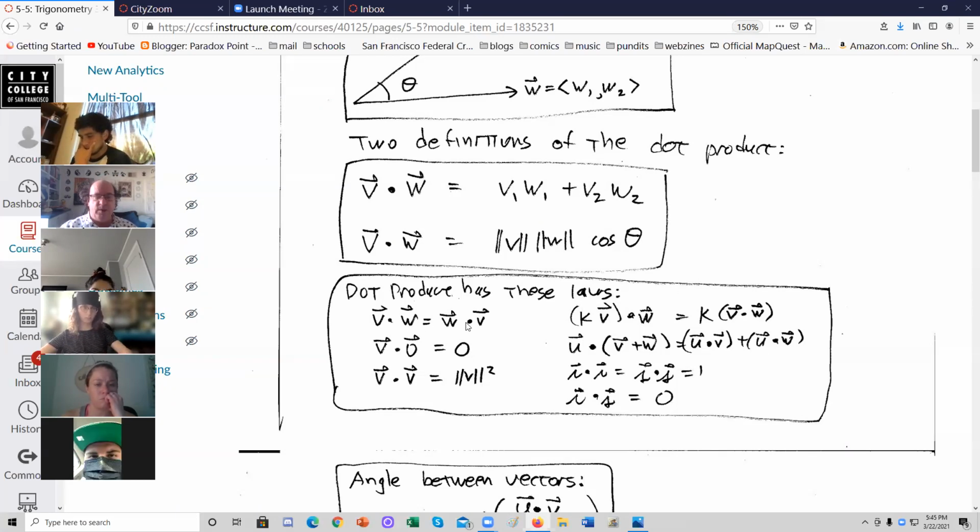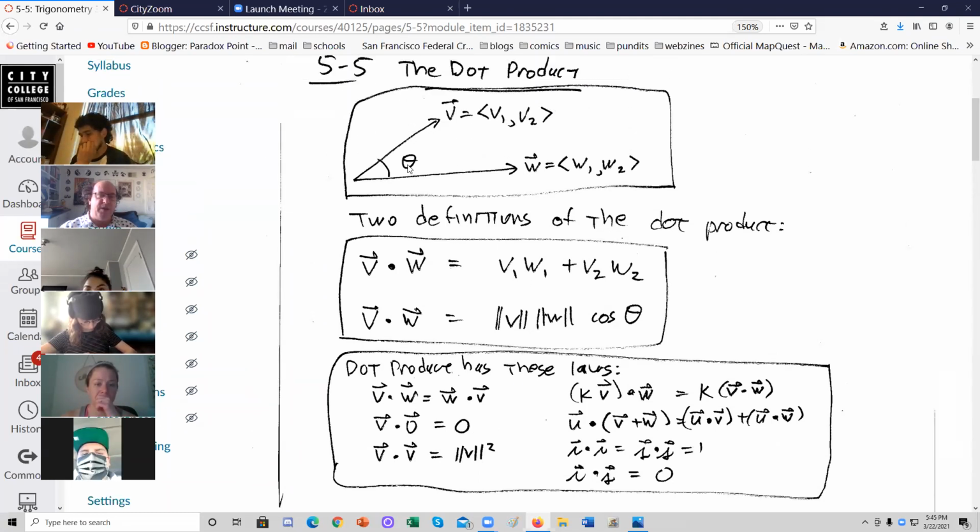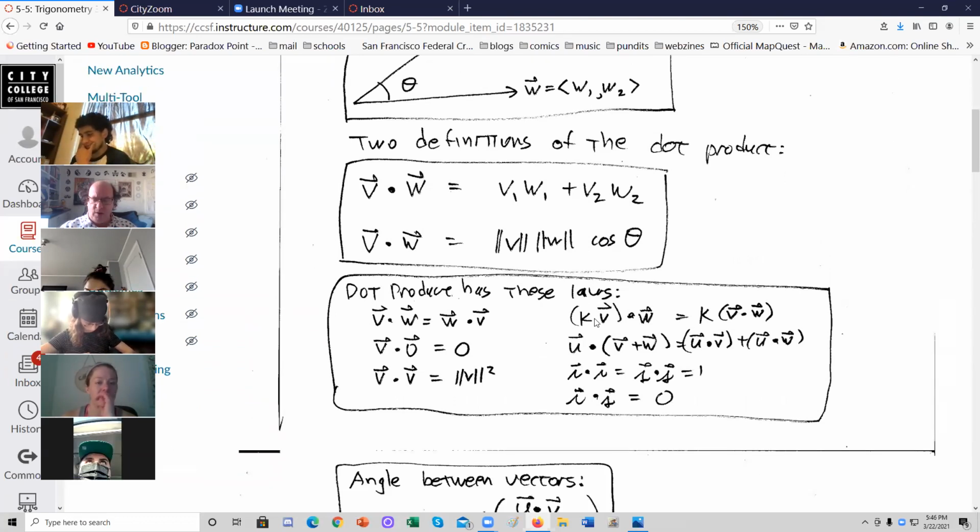It's commutative. v dot w equals w dot v. v dot the zero vector is 0. A vector dotted with itself is its length squared. That's because theta would then be 0 and cosine of 0 is 1. So you get length of v squared. You have a kind of associativity, k times v dot w equals k times (v dot w). And you have a kind of distribution, u dot (v plus w) equals u dot v plus u dot w. This is a vector sum, and this is a scalar sum.